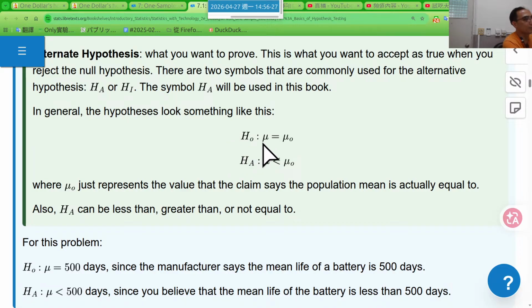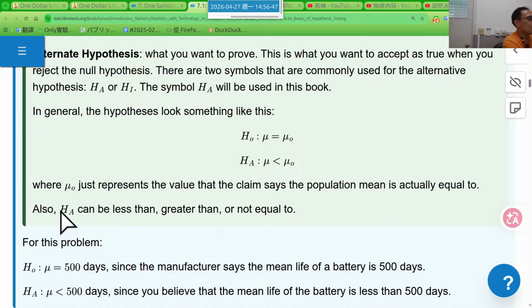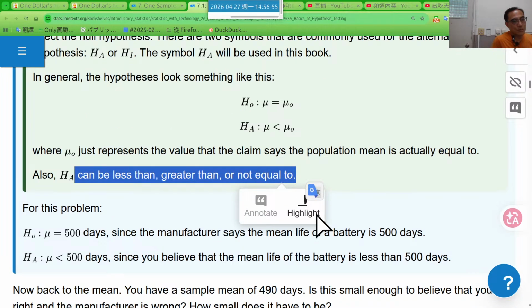In general, the hypotheses look something like this. Null hypothesis H0: mu equals mu0. HA: mu smaller than mu0, where mu0 represents the value that claims the population mean is actually equal to it, the value 500 days. Also, HA can be less than that, greater than that, or not equal to. So far, any question? I may postpone the break time. Let me finish this first.